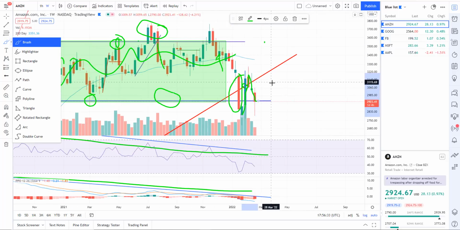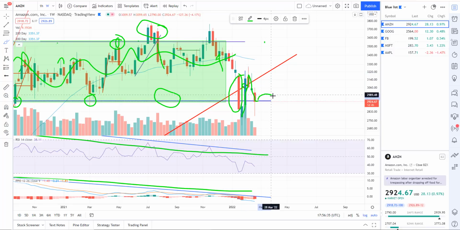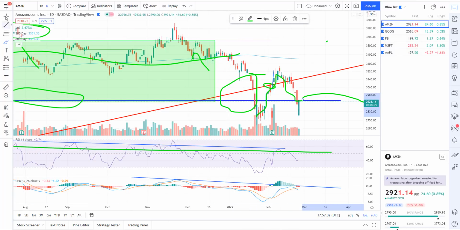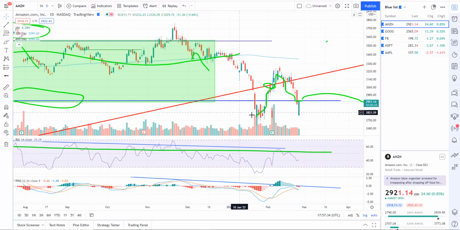So whether we hold this and chop around a little bit, I would expect lower prices in the near future. Also, another reason why I think we're probably going lower, you look at Amazon, and all I'm really seeing, I don't see any bullish divergence.